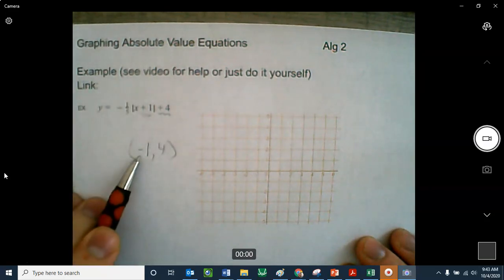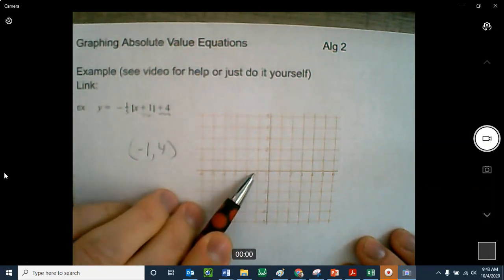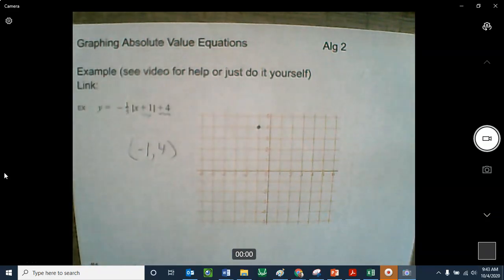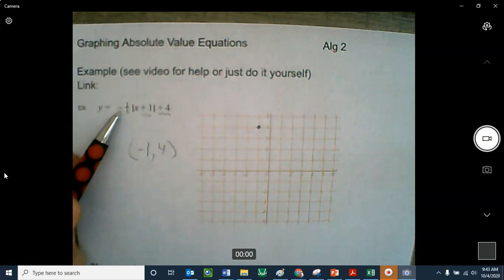So I'm going to go to the point -1, 4. -1 to the left, +4. Puts me right there. There's the vertex. Next thing, now we just kind of remember about the a value. The a value is negative. It's actually -1/5. Negative means I know it's going to open down.